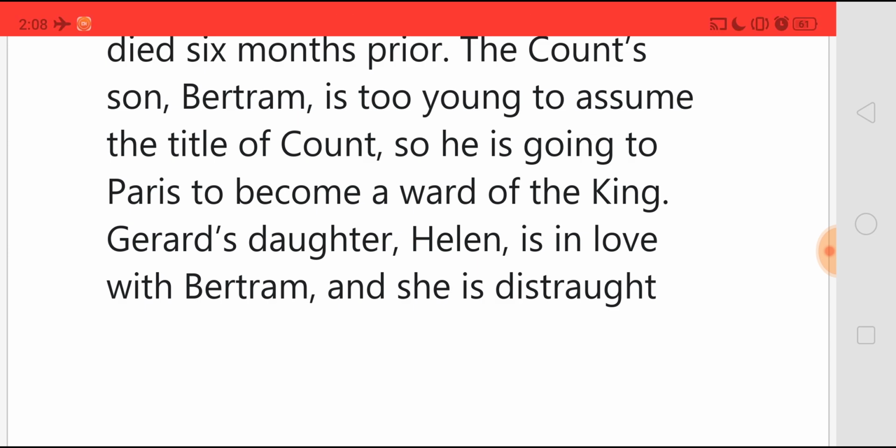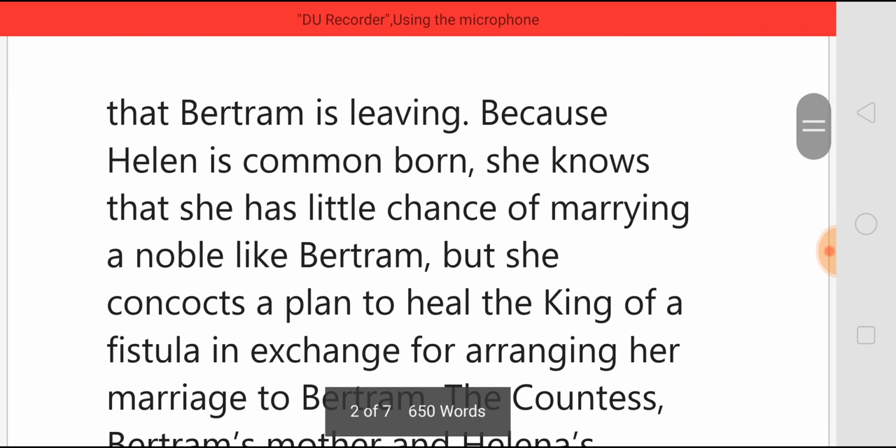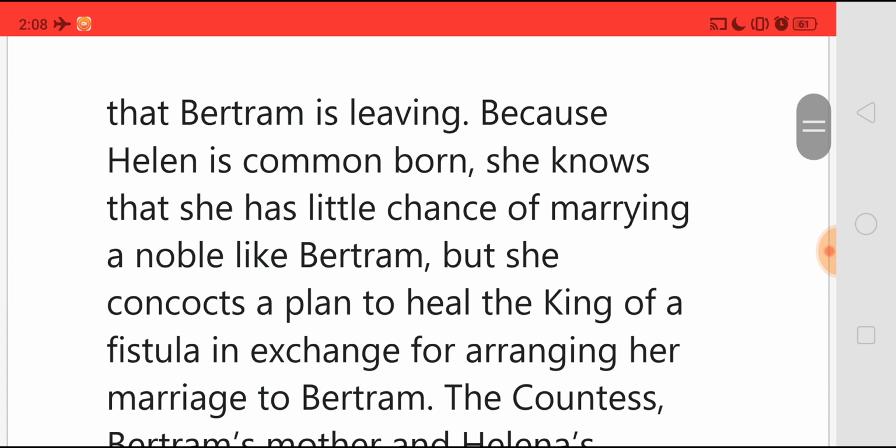Now Gerard's daughter Helen is in love with Bertram, and she is distraught that Bertram is leaving. And because Helen is a common person, not a noble person, she knows that she has very little chance of marrying a person like Bertram, who is of noble blood. But she concocts a plan to heal the king of a fistula in exchange for arranging her marriage to Bertram.